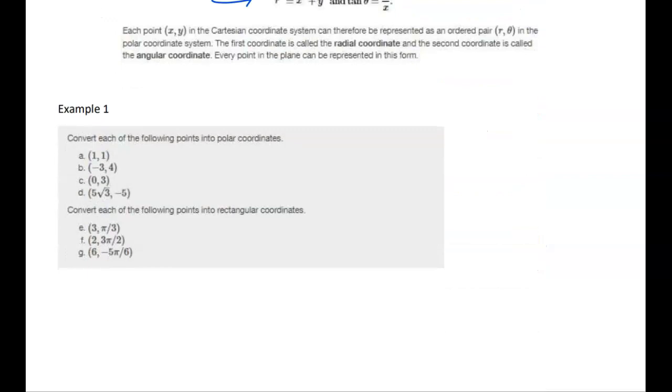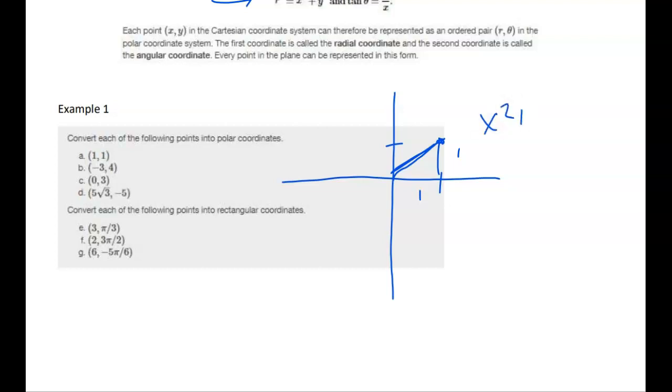So kind of using some of these thoughts from unit circles in order to define these polar coordinates. And so let's look at some examples here. If I'm looking at the point (1, 1), if I were to drop that down, 1 squared plus 1 squared would be equal to r squared, right? And so r is going to end up being the square root of 2.